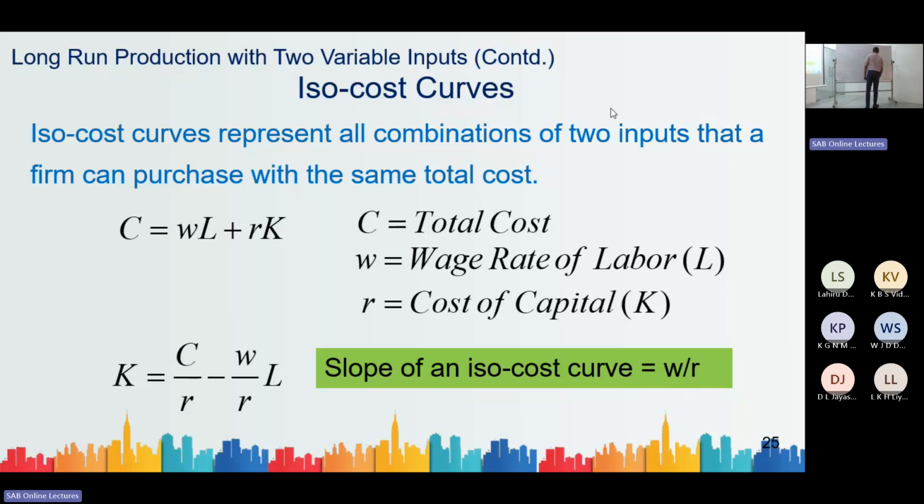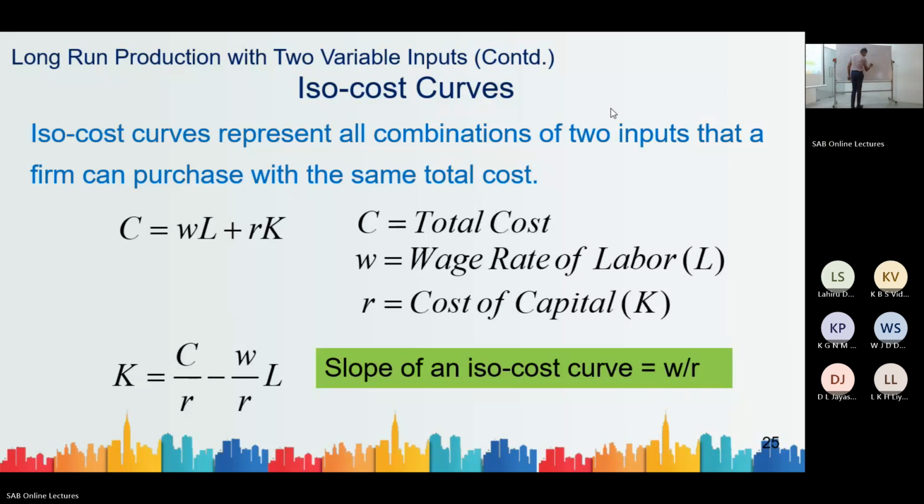And the slope is W over R, the wage rate divided by the rental rate, with a minus sign. So if the values look like this, what is the intercept? K equals, what is the intercept? C over R. C is 10,000, R is 1,000. What is the intercept?